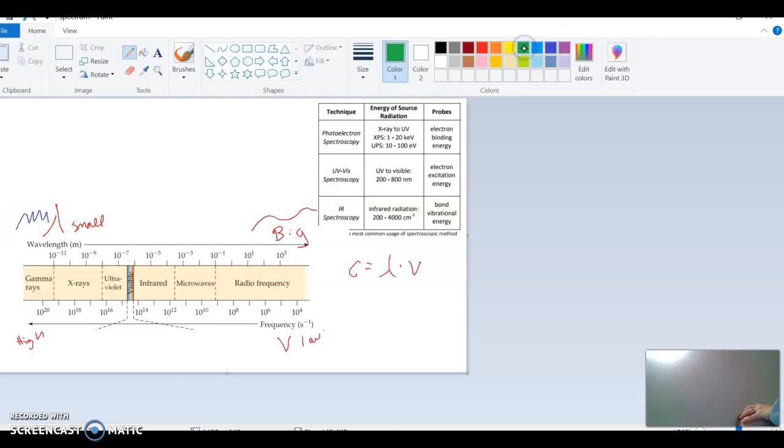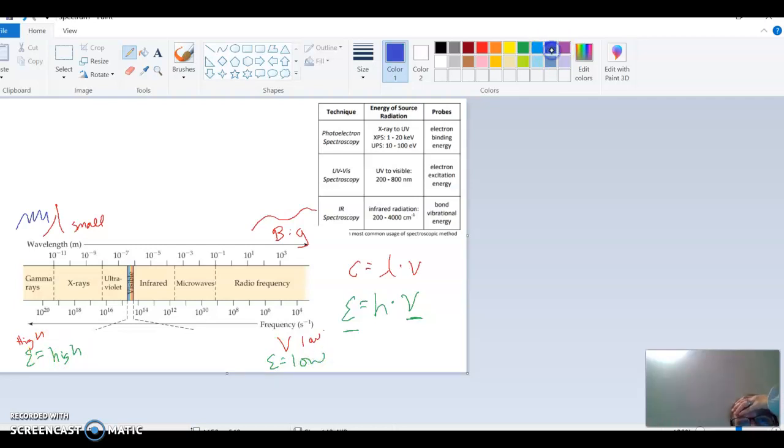Now, what really matters about this isn't so much wavelength or frequency, but energy. Energy is equal to h, which is Planck's constant, times nu, the frequency. So there I can see that frequency and energy are directly proportional. If one goes up, the other goes up. And that's why I know that the energy over here is really high, high frequency, high energy, and the energy over here is very low.